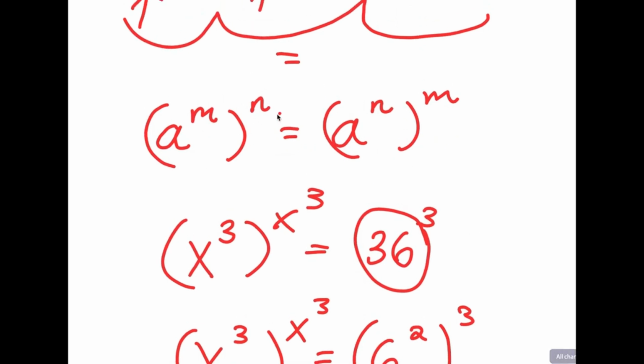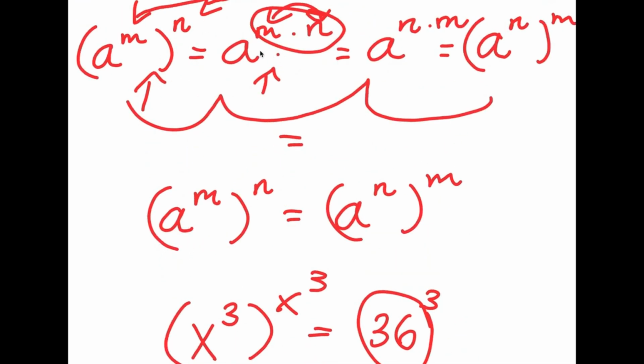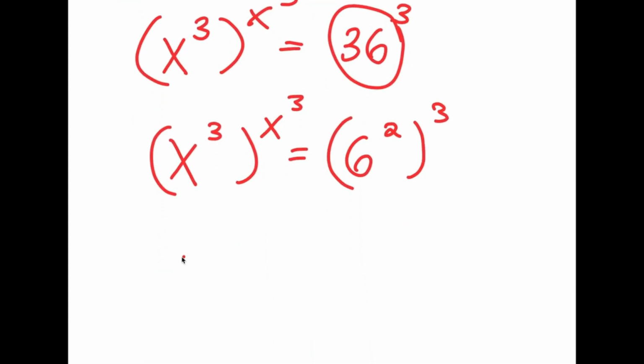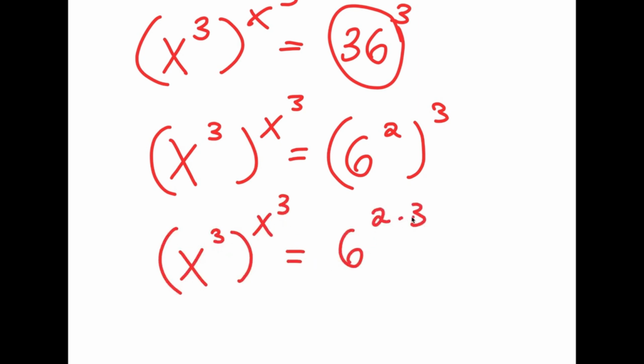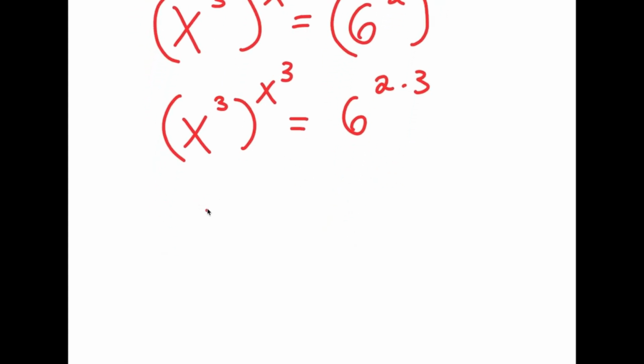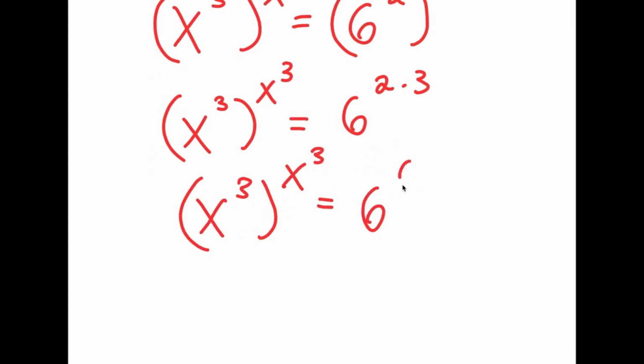And again, if I have something in the form a to the power of m to the power of n, this is equal to a to the power of m times n. So this is the same thing as x to the power of 3, to the power of x to the power of 3, is equal to 6 to the power of 2 times 3. And 2 times 3, that's equal to 6. So I have x to the power of 3, to the power of x to the power of 3, is equal to 6 to the power of 6.